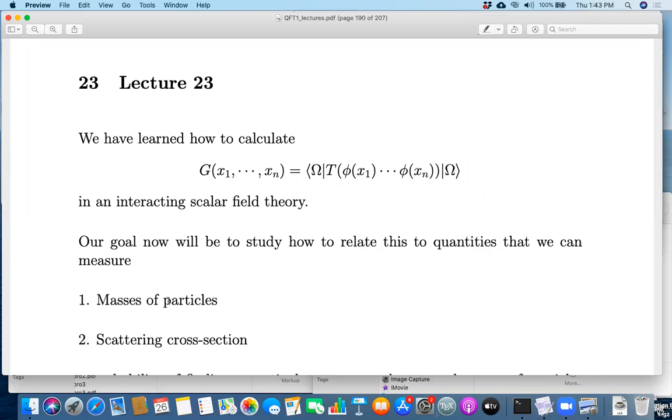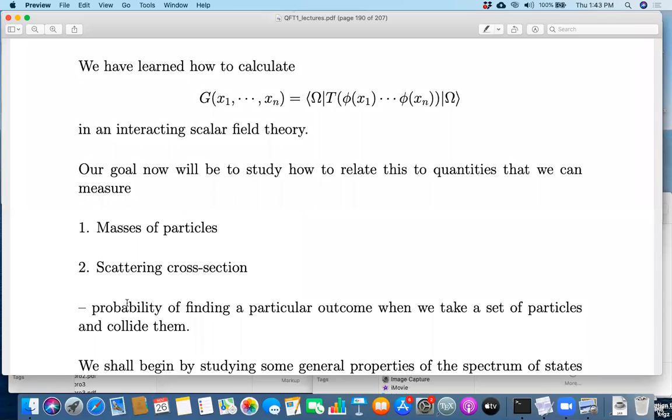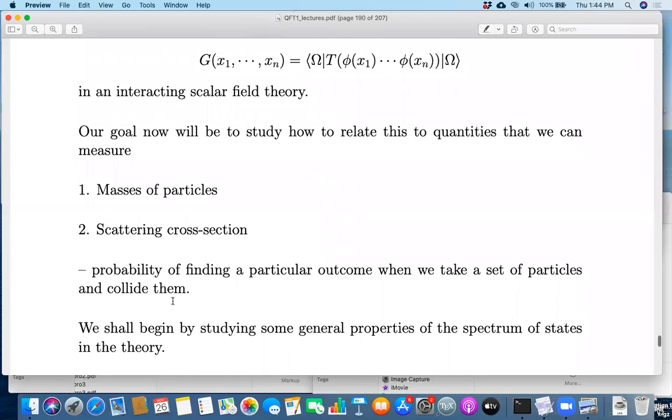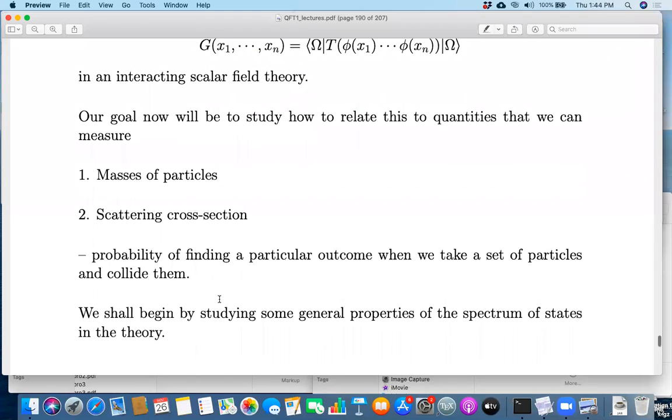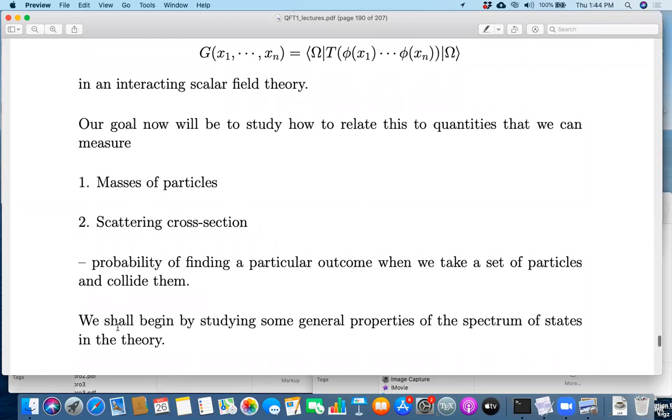Now, masses of particles, I have already introduced, and you are probably familiar with, but we'll make it more explicit later. Scattering cross section is something that we'll be describing in great detail later in these lectures. But let me just say right now that what scattering cross section refers to is the probability of finding a particular outcome when you take a set of particles and collide them. But we'll make it more precise later. So this will be our goal, but what we'll do is begin by studying some general properties of the spectrum of states in the theory. And we'll see what exactly one means by general properties.